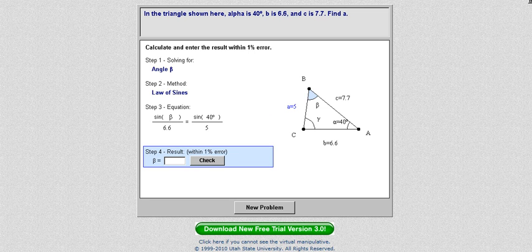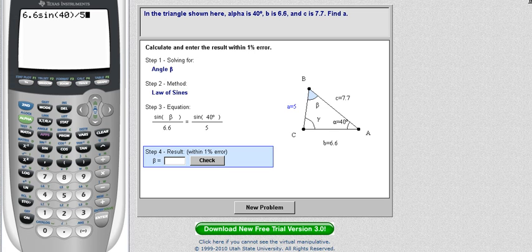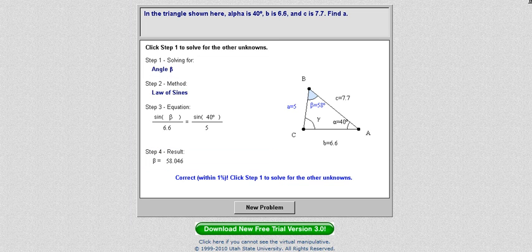Now here I no longer have the sine of 90 degrees in there, and so my calculation is going to take a little bit more time. But cross multiplying and then solving for sine of beta would give me 6.6 sine of 40 over 5, which gives me a value of 0.848. But recall that's the sine of beta, so I need the inverse sine of that answer, and that gives me 58.046. And that's correct when I enter it, but I'd still have to do the same thing for gamma. I'm going to run out of time on this video though.